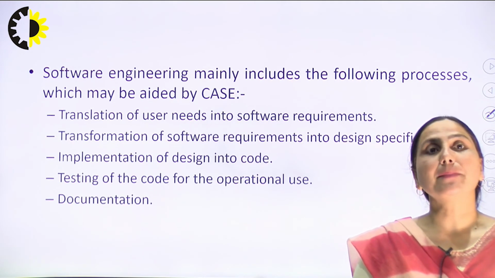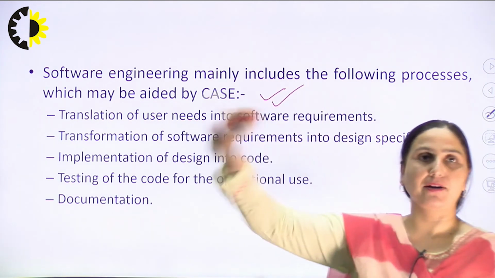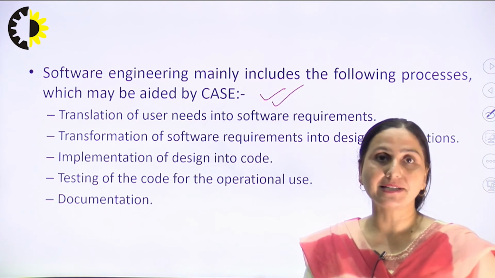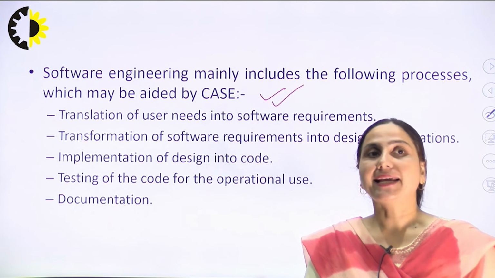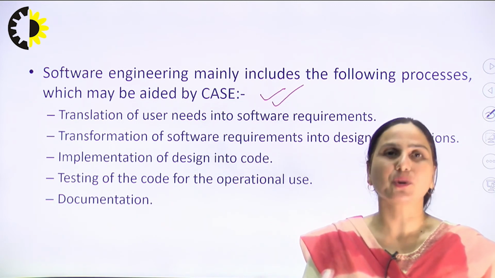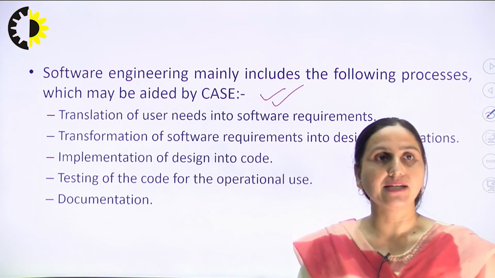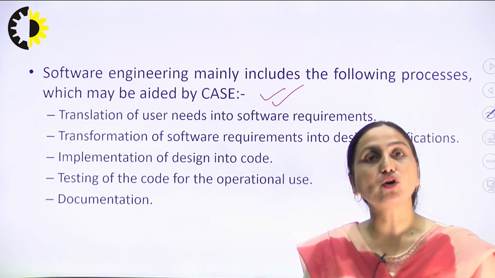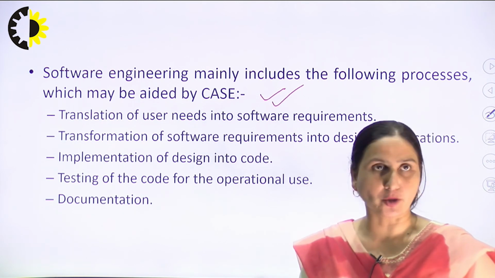The software engineering mainly includes the following processes which may be aided by this CASE environment. What are they? Translation of user needs into software requirements, that can very easily be done with the help of this. Then again, transformation of software engineering, if we need to transform certain types of requirements into the design phase, we have the CASE tools which will help you in this. Implementation of the particular design to code, then comes the testing of the code, then the operational use of the things needs to be done, and of course the documentation.